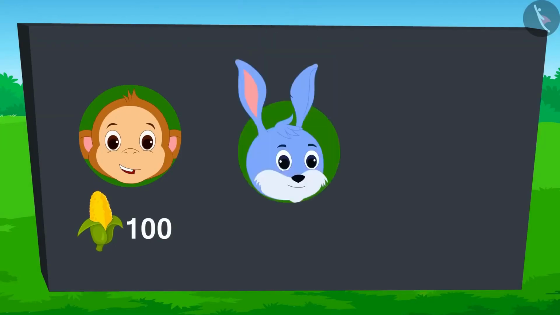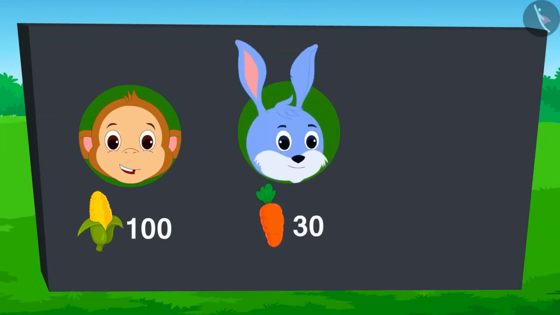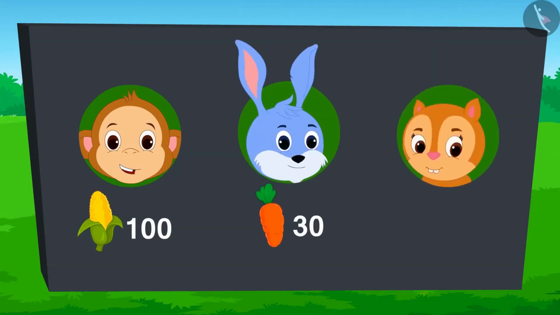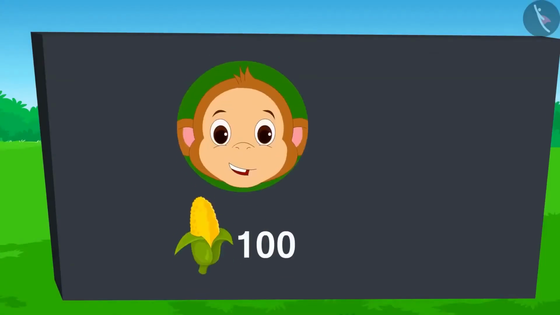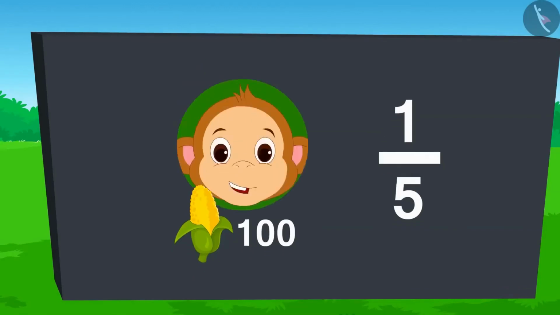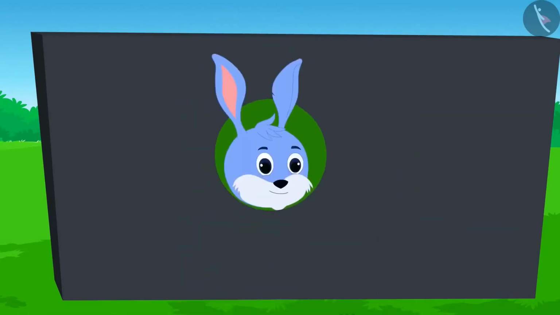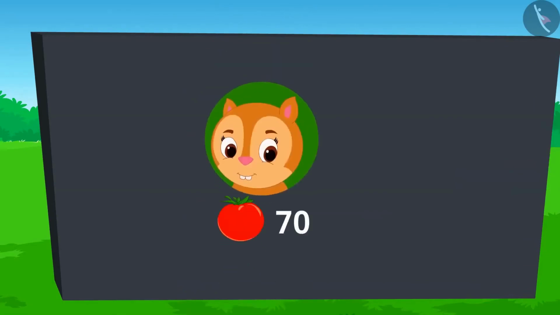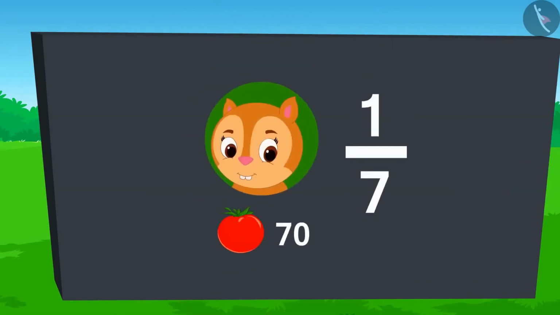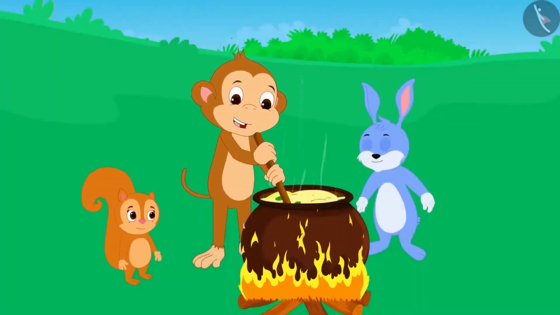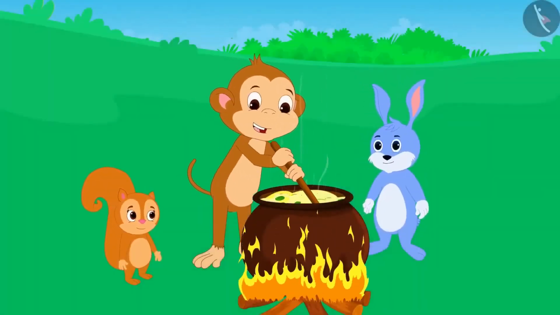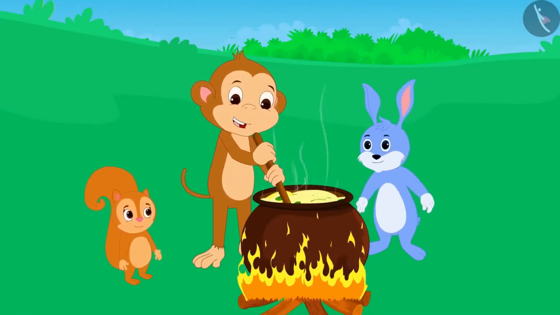There are 100 corns grown in Babban's field, 30 carrots are grown in Bunny's field, and 70 tomatoes are grown in Chanda's field. Babban said he would give 1/5 of his corn. Bunny said he would give half of his carrots, and Chanda said she would give 1/7 of her tomatoes. The three gathered their vegetables and made a delicious dish from them.